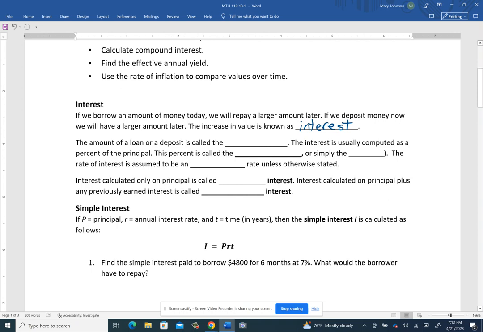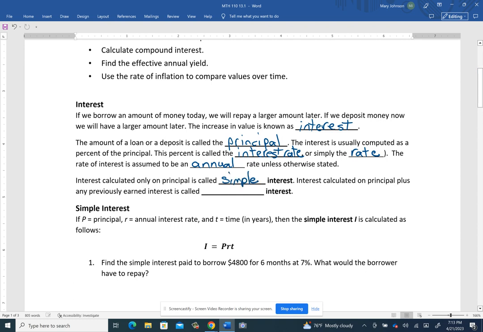Okay. The amount of the loan or the deposit is called the principal. The interest is usually computed as a percent of that principal, and the percent is called the interest rate, or simply the rate. The rate of interest is assumed to be an annual rate, meaning a rate that applies for the entire year, unless otherwise stated. And then interest that's calculated only on principal is called simple interest.